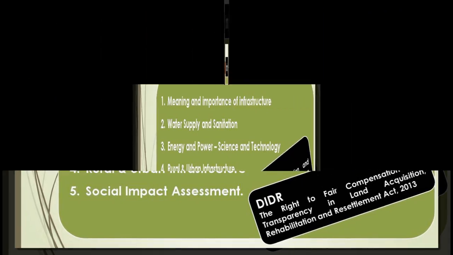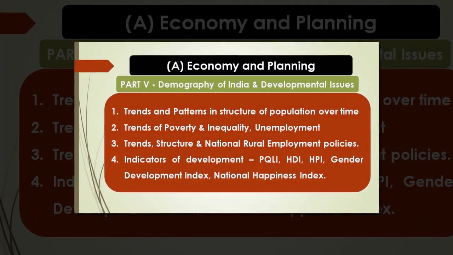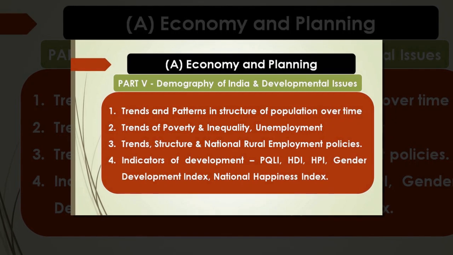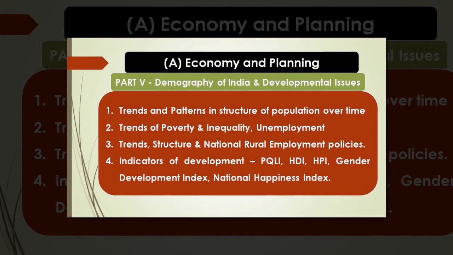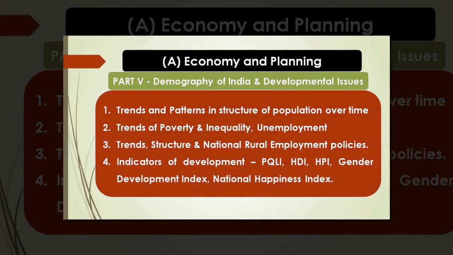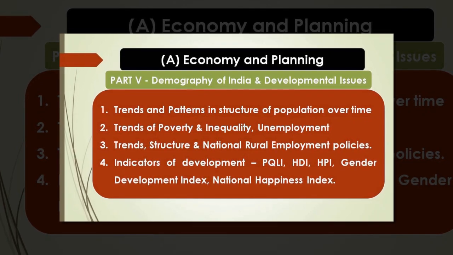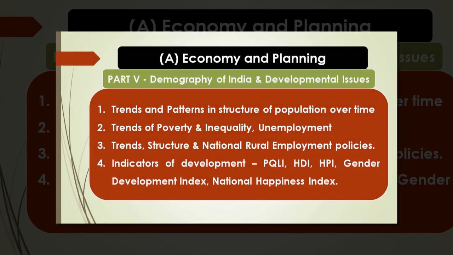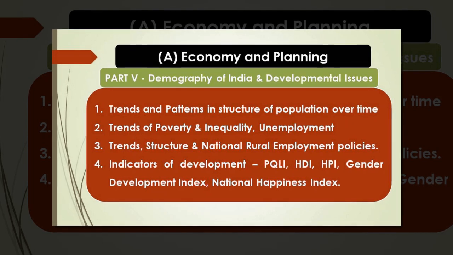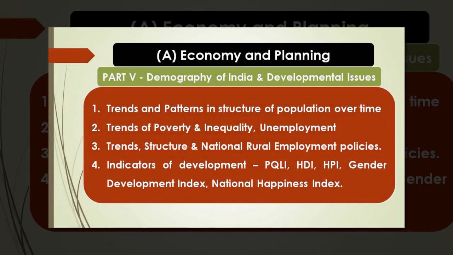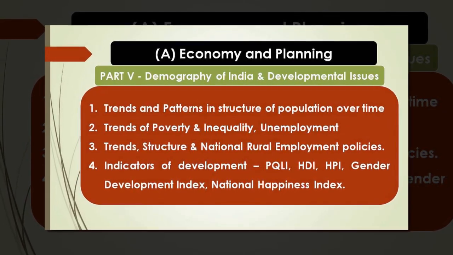Okay, then part 5, demography of India and developmental issues. We have 4 areas. First one, trends and patterns in structure of population over time. Here you must refer to census report 2011 and also demographic dividend, demographic nightmare and so on.